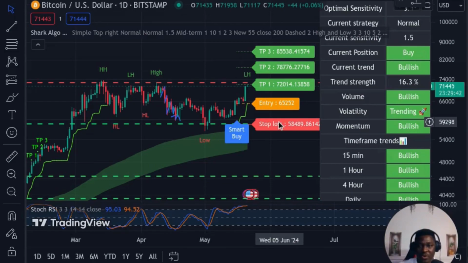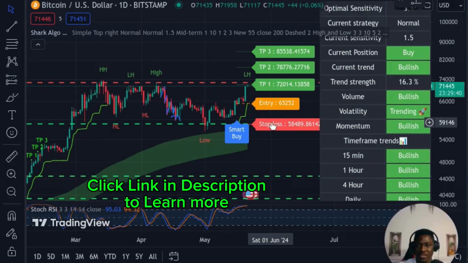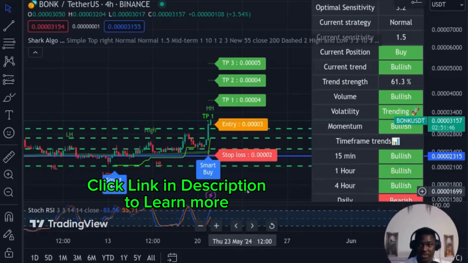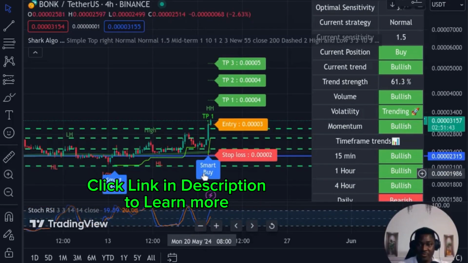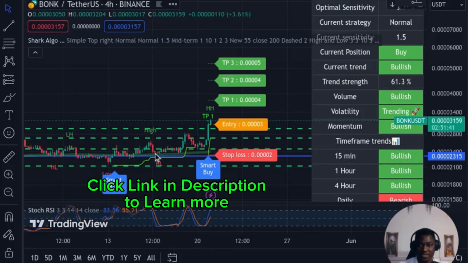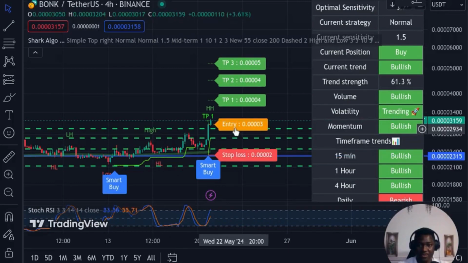Alright, so we actually lost one of our trades, our DYDX trade, which is the trade I'm going to be reviewing shortly. Alright, we got a smart buy alert for BUCK USDT, and our entering price is at 0.0003064, right?